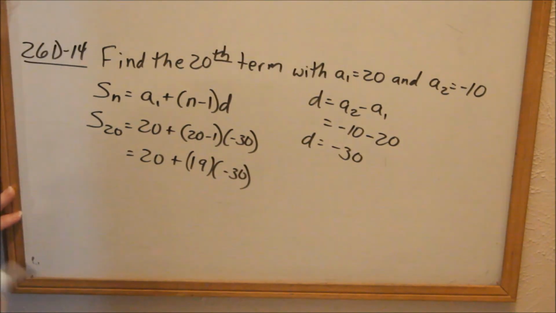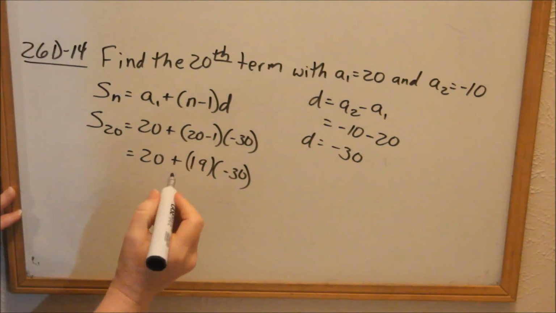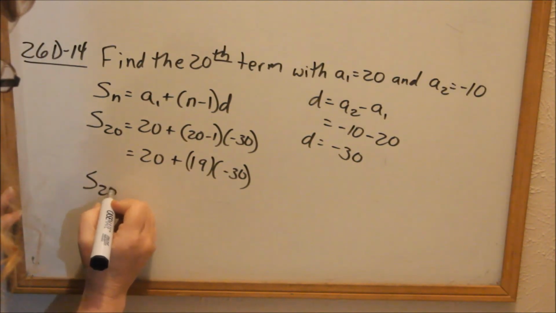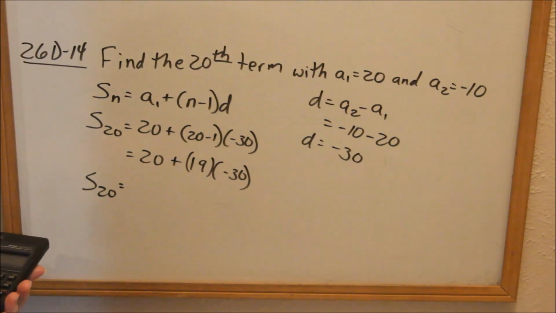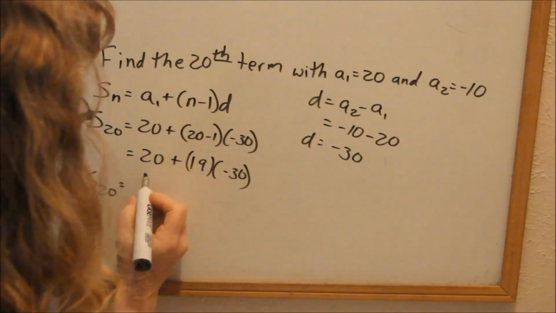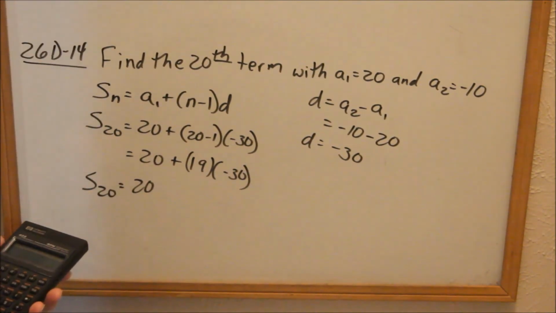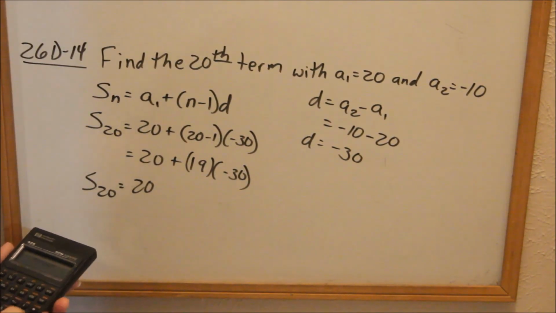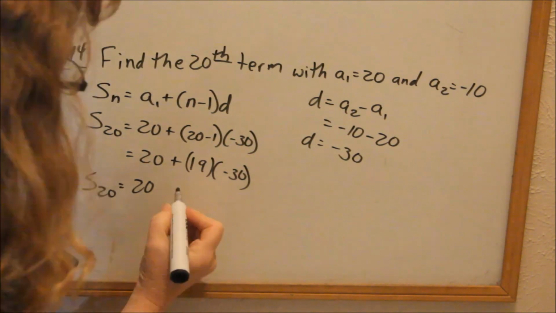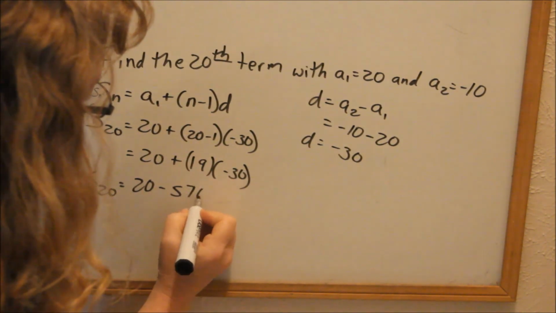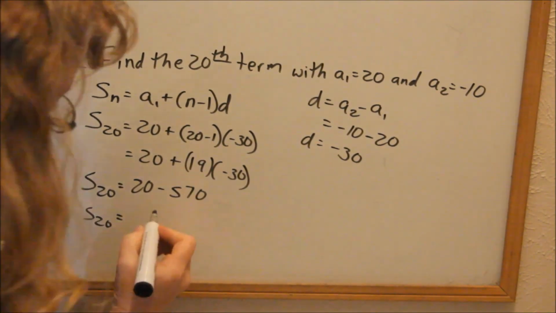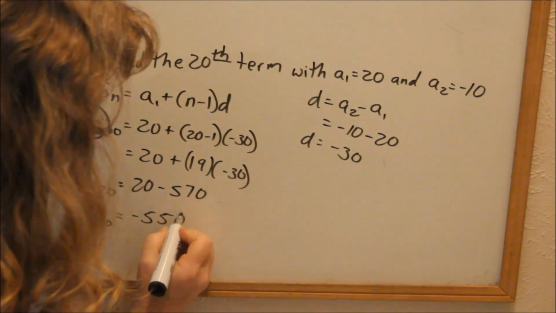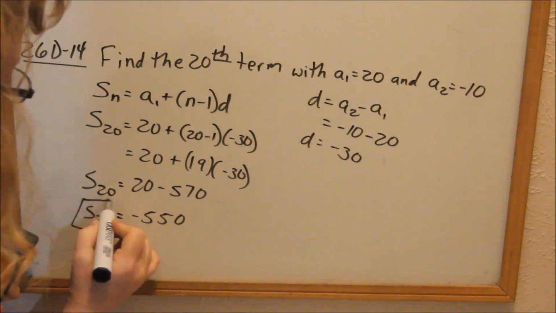Do multiplication first. I have the final answer, but let me go ahead and write out this step. 19 times negative 30 is negative 570. So the 20th term is negative 550. Just again, watch your signs.